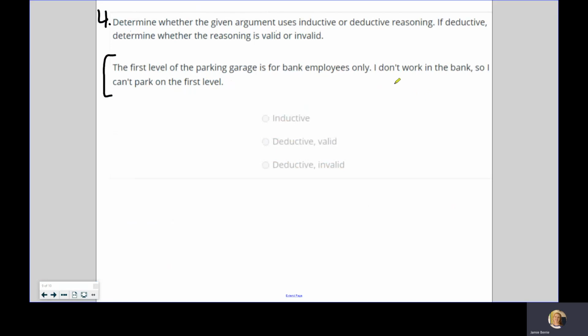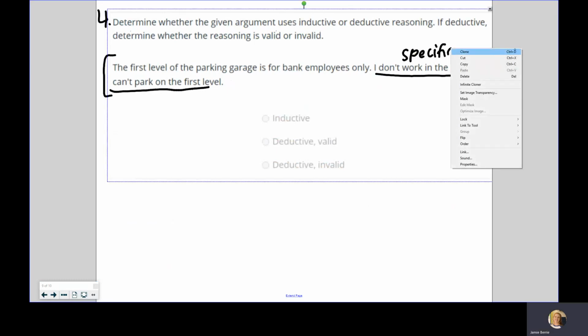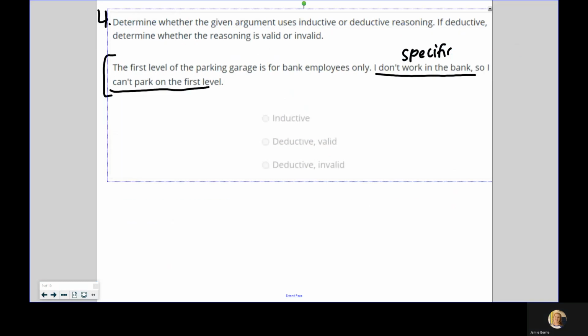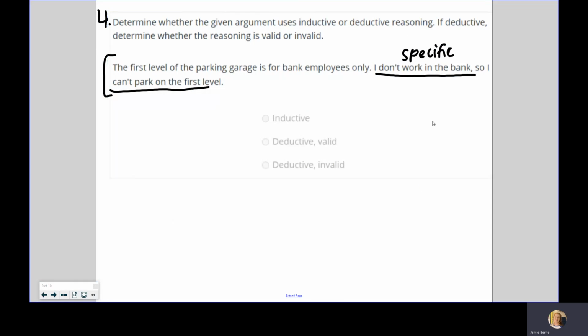Which part of this is the specific part of the argument? Which part is the specific part? It's the ending part, right? So this part here is specific. So that means, if this part is specific, this part must be general.